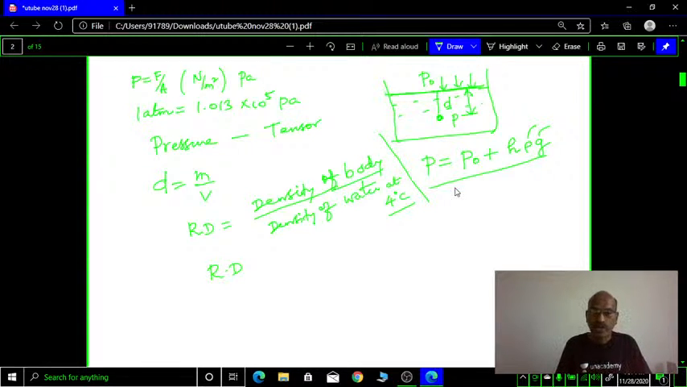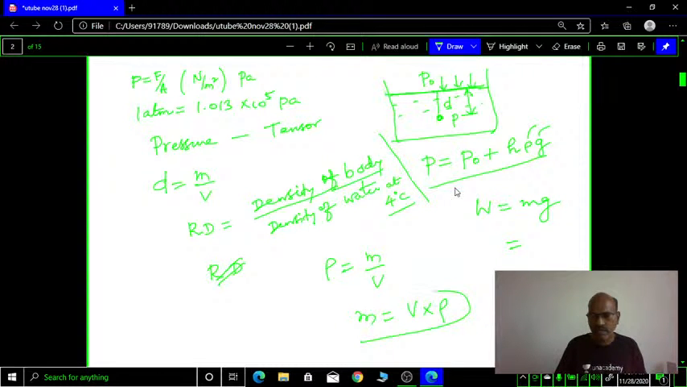Here, buoyancy. We all know the weight of a body equals mg. Density equals mass per volume, so mass equals volume into density. Weight is mg, the force with which a body is attracted towards the earth. Substituting for m, weight equals volume into density into g. These are the laws of flotation.